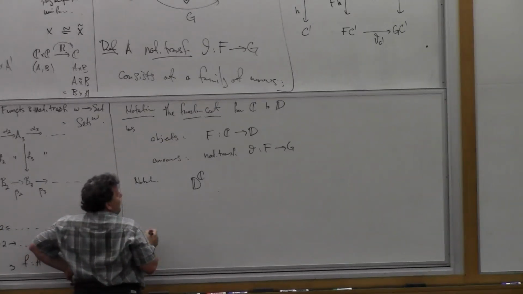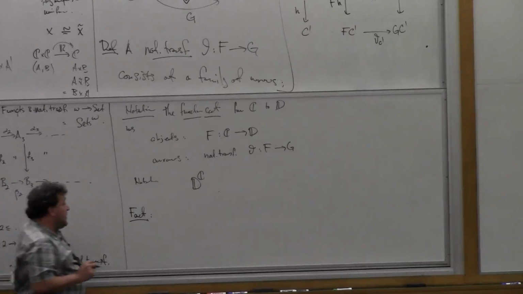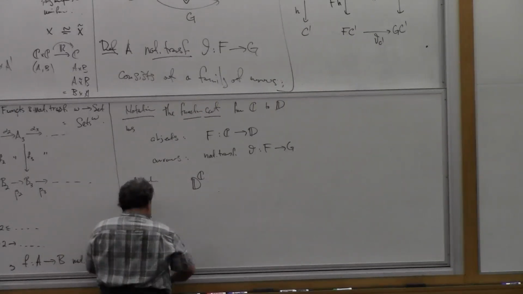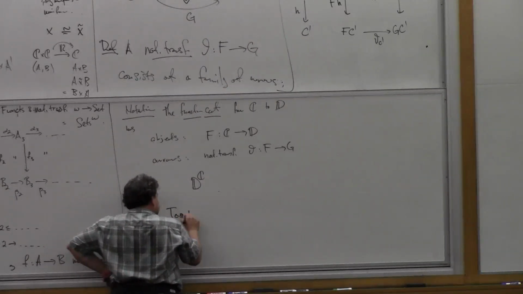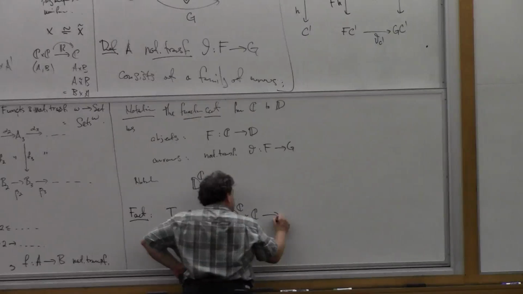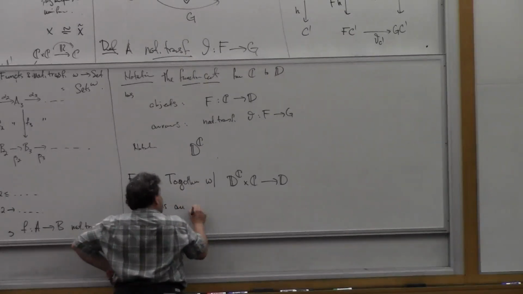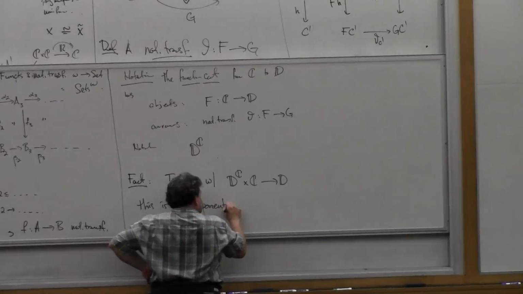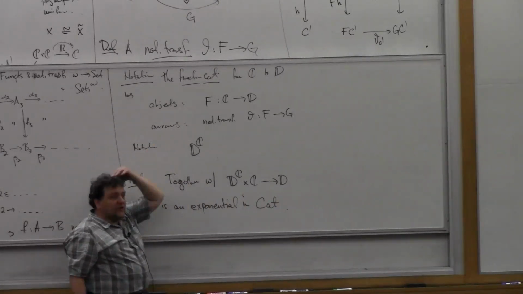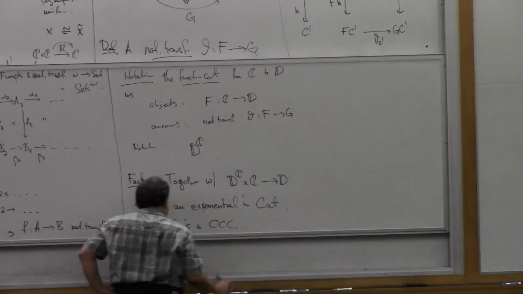And so here's a fact. I won't prove this, but it's good to mention it now because it justifies our notation. This is, in fact, together with the obvious evaluation functor, an exponential in Cat. So that justifies this kind of functional notation. And in fact, Cat is a Cartesian closed category. So that's kind of cool.